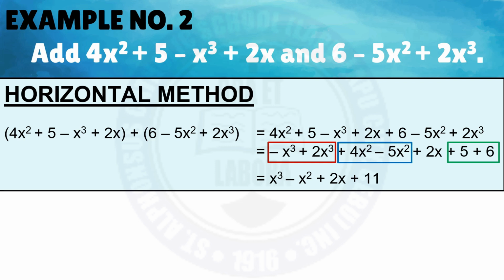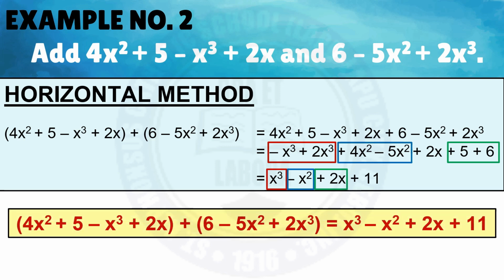and then copy x cubed, or the answer is 1x cubed or x cubed. 4x squared minus 5x squared, or just simply 4 minus 5, the answer is negative 1, and then copy x squared. So we have negative 1x squared or negative x squared. Copy 2x, and then 5 plus 6, the answer is 11. So the whole answer would be x cubed minus x squared plus 2x plus 11.